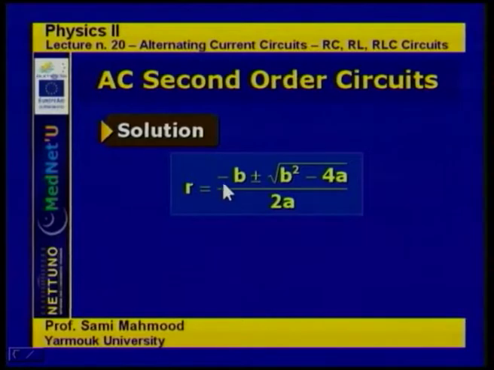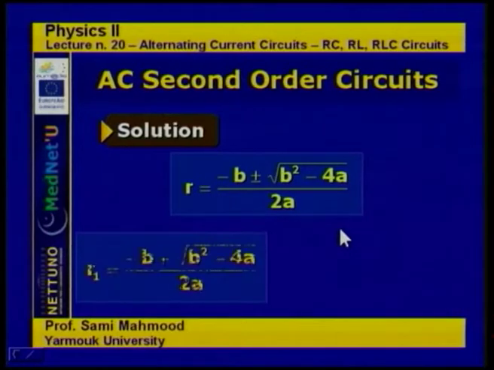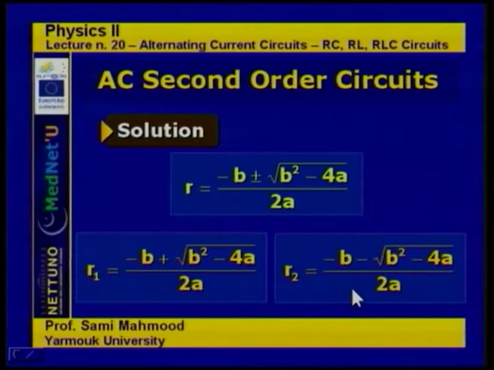And the solution of this equation, finding the roots, is simply r equals minus b plus or minus the square root of b squared minus 4a, divided by 2a, the well-known solution, where b squared minus 4a is the delta, called the discriminant. And here we have two roots, as we notice. r1 is equal to minus b plus the square root of b squared minus 4a over 2a. This is root 1. And the second root is r2 equals minus b minus the square root of b squared minus 4a over 2a.